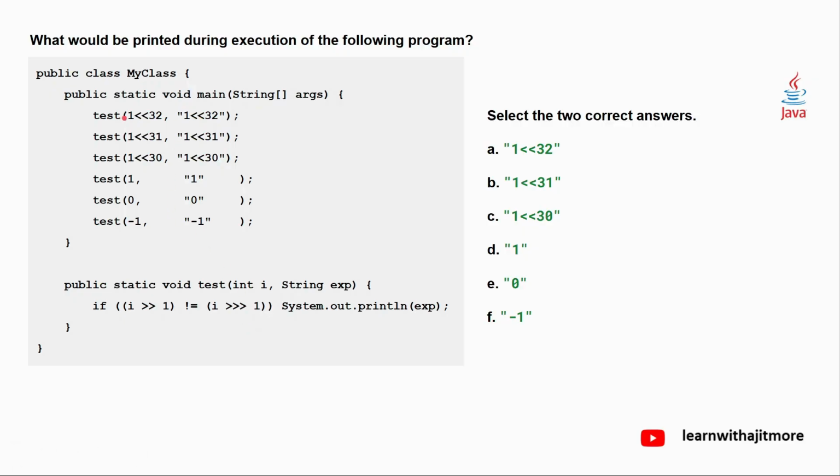Okay, so tell me, for the first time, what will come in I? 1 is shifted 32 times. Will it shift 32 times or will it do masking of it? Will this 32 be masked with 31? I told you now how the shift distances are calculated.